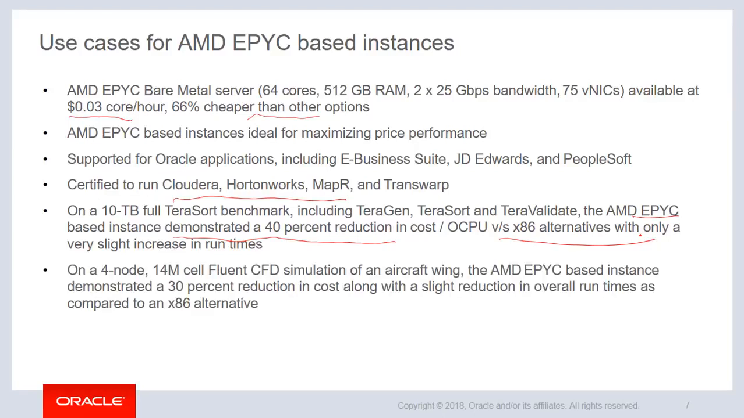Similarly, on a 4 node 14 million cell Fluent CFD, computational fluid dynamics, simulation of an aircraft wing, the AMD EPYC based instance demonstrated a 30% reduction in cost along with a slight reduction in overall run times compared to an x86 alternative. So this is an HPC scenario. This is a big data scenario. As you can see, for any kind of scenario where you want to maximize price performance, whether it's big data, whether it's HPC, AMD EPYC based instances are a good fit. So if you're thinking along those lines, do give these types a shot.